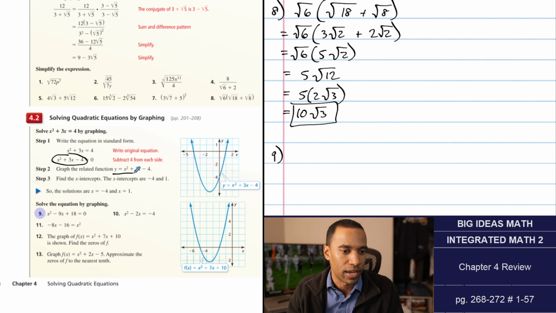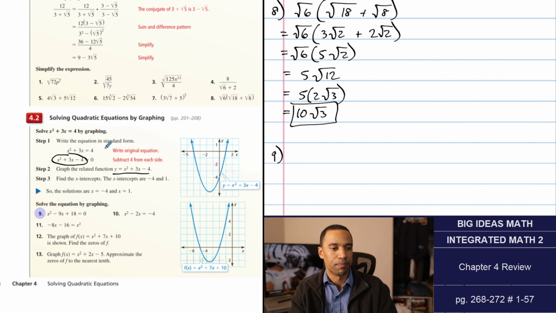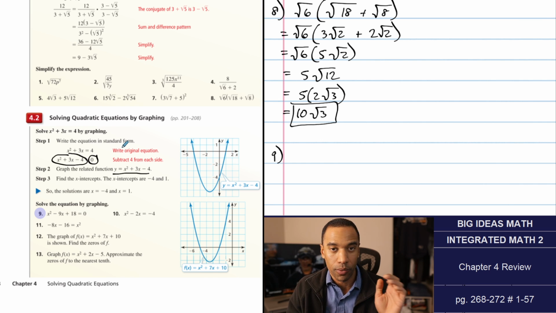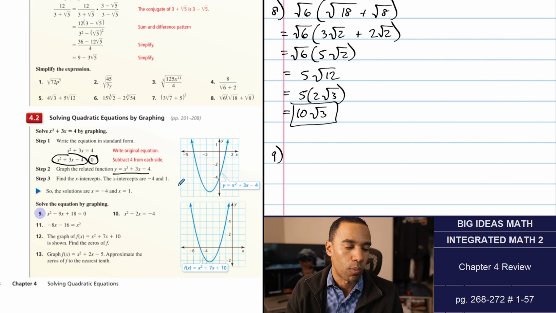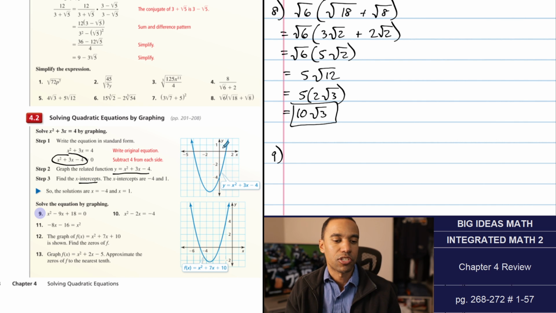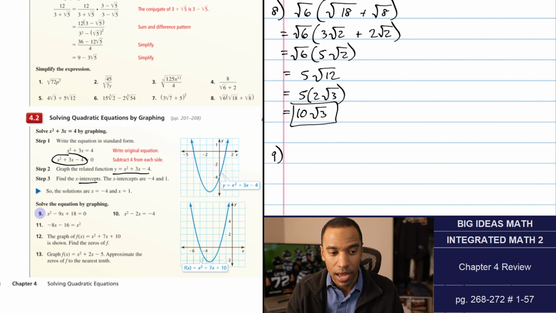They show you that much right here. Y equals x squared plus 3x minus 4. Because what you're doing is comparing y equals x squared plus 3x minus 4 to y equals 0. And y equals 0 is the x-axis. You're trying to figure out what the x-intercepts of this graph are. Wherever they cross are the values of x that will give you 0 for y.